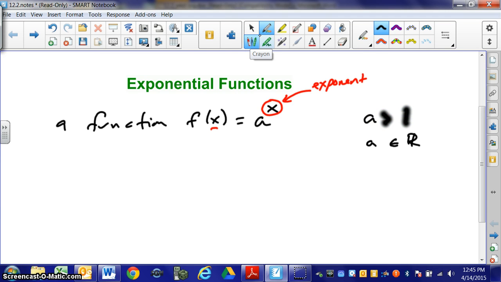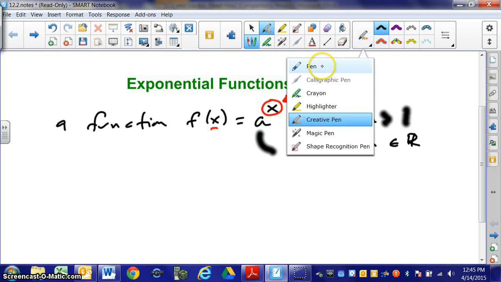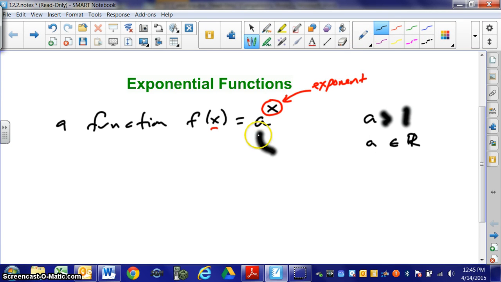Okay, and then that's called an exponential function with a base a. So a is the base. So base a, f of x equals a to the x. This is our exponent. The variable is an exponent. a is an actual number. It's a real number, and it's got to be larger than 1, and that's called the base of the function.